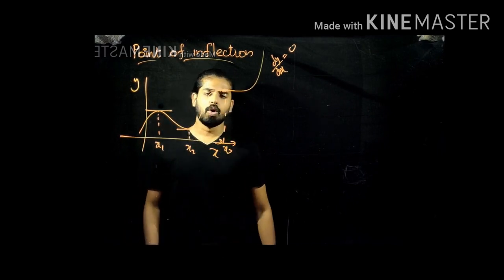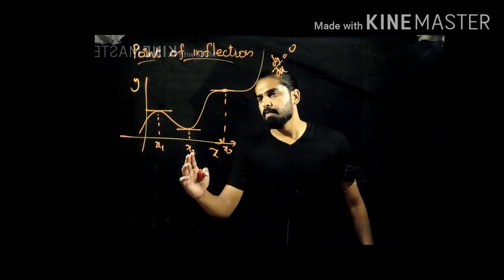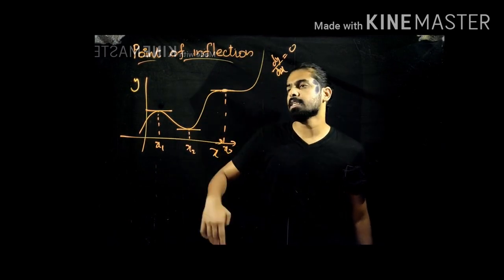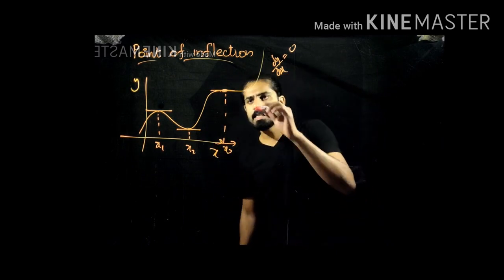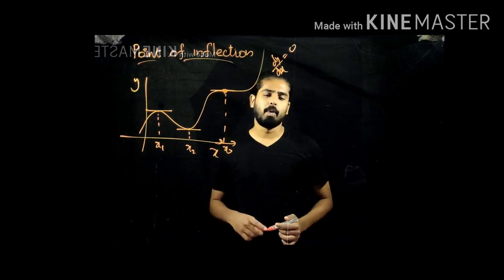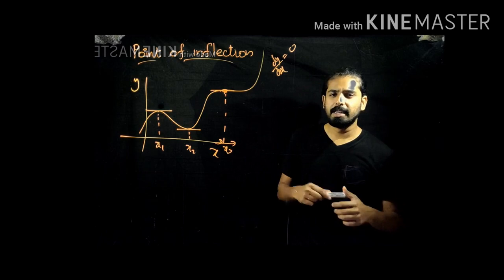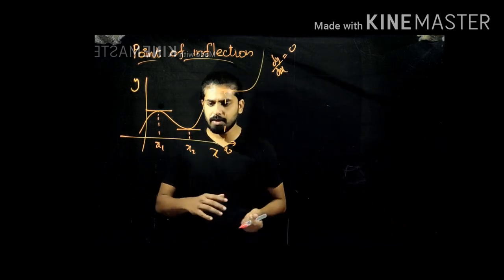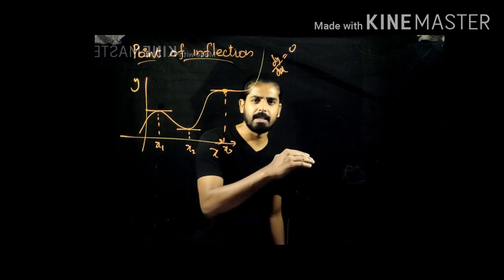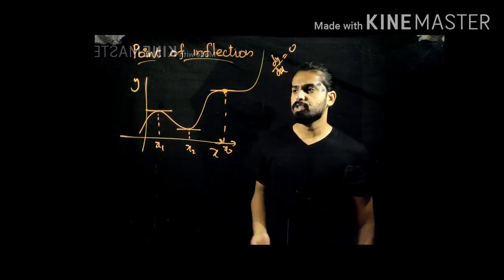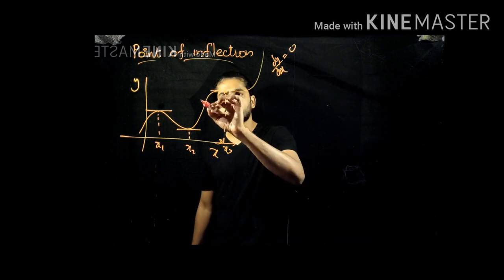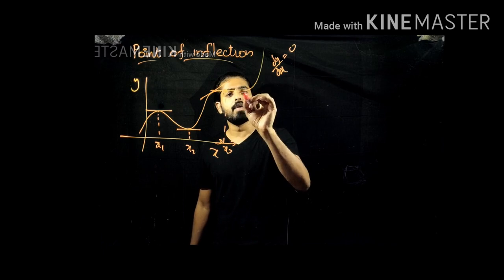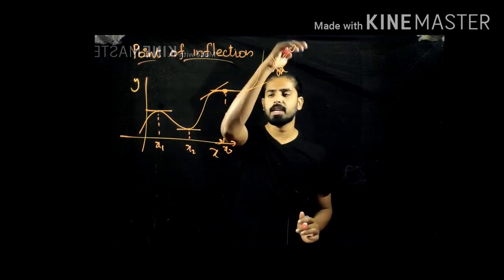The function was increasing before x3, and after x3 it is again increasing, right? It doesn't start to decrease. This kind of point is called a point of inflection. The derivative does not change its sign. Considering the value of x from left to right, the derivative of the function has not changed its sign. It was positive since it was increasing, then it is positive again because the function is increasing.